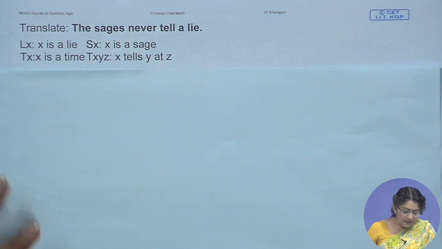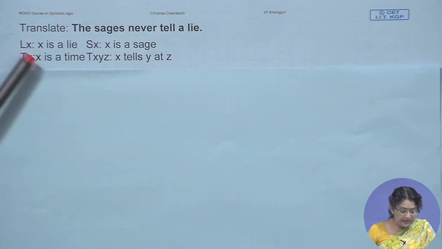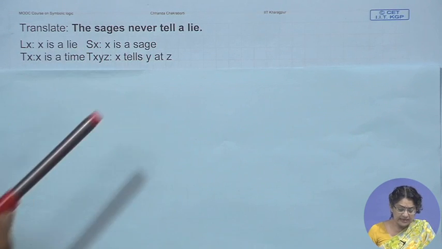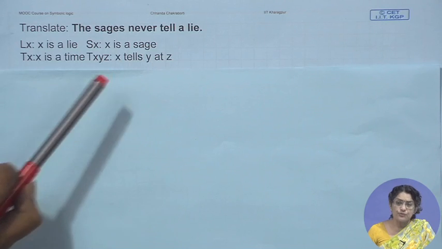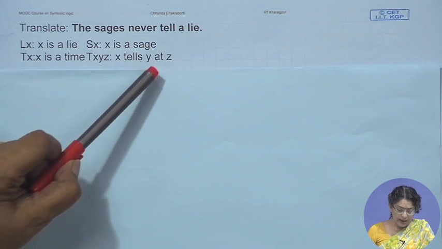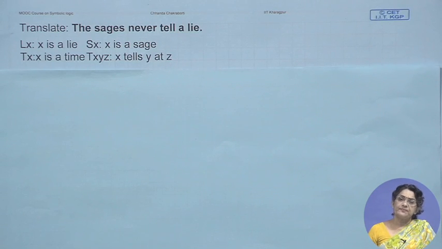Let us take a look, first of all, at what we have here, the properties. Lx is x is a lie, Tx is x is a time, Sx is x is a sage, Txyz, that is a three-place predicate, x tells y at z.